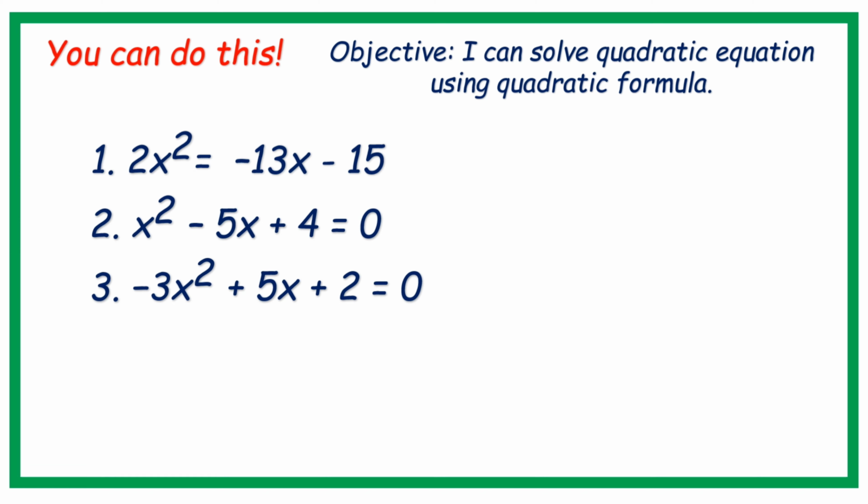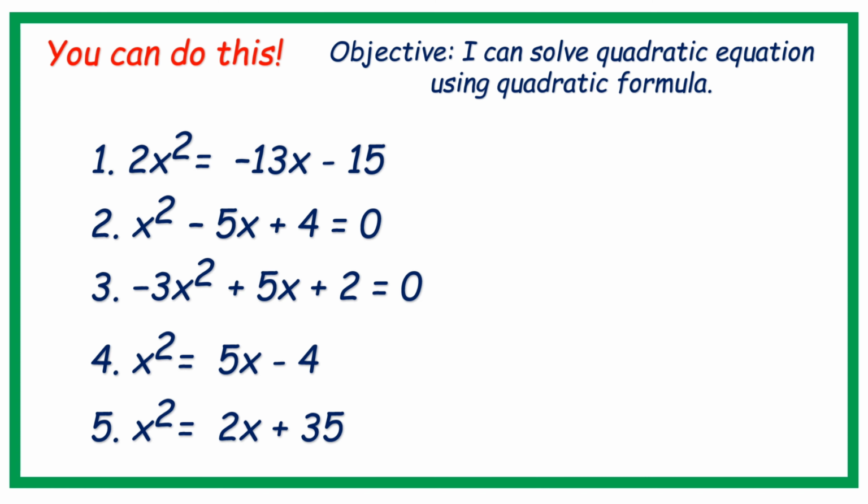Number 3, negative 3x squared plus 5x plus 2 equals 0. And number 4, x squared equals 5x minus 4. And last but not the least, number 5, x squared equals 2x plus 35. If you need more time, you can pause this video.